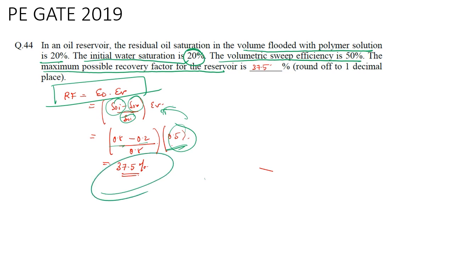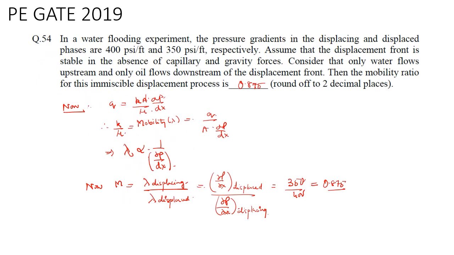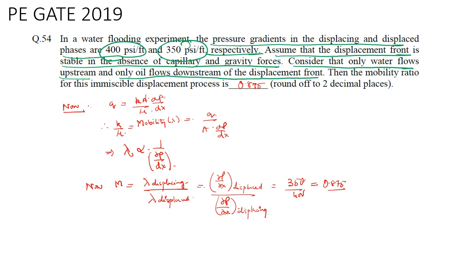Let's move further. This question was asked in GATE 2019. In a water flooding experiment, the pressure gradients in the displacing and the displaced phase are 400 psi per feet and 350 psi per feet respectively. Assume that the displacement front is stable in the absence of capillary and gravity forces. Consider that only water flows upstream and only oil flows downstream of the displacement front. Then the mobility ratio for this immiscible displacement process is, we need to find out.